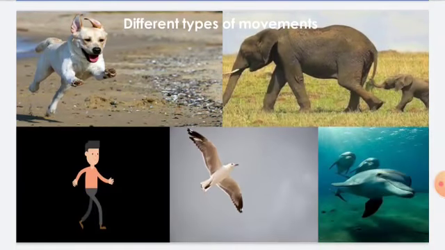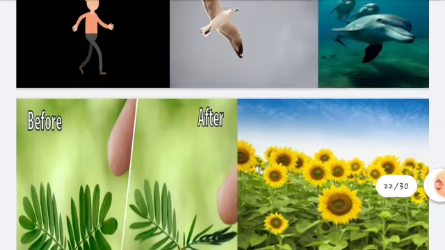Coming to another characteristic of living beings, they show movements. You can see on your screen different kinds of movements shown by the animals. You can see a dog running, an elephant walking, a man walking, a bird flying, and the aquatic organism swimming in water.